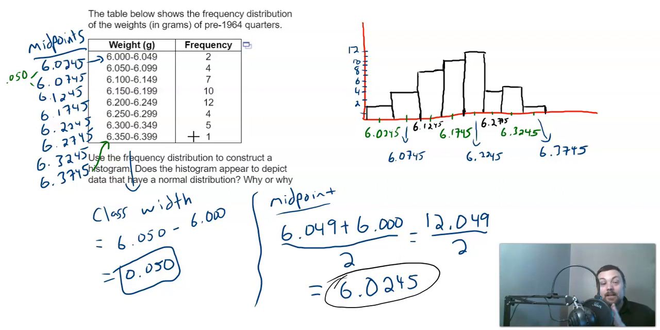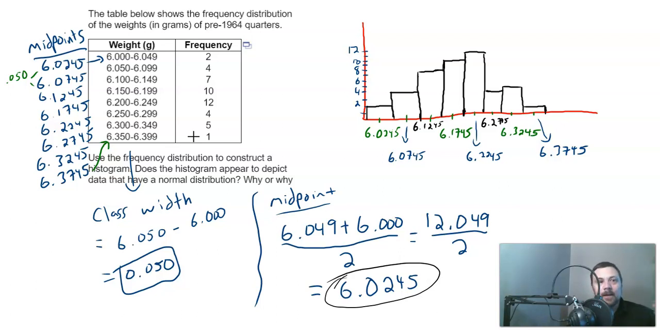And so there's not going to be a lot of variation in those weights, right? There's a little bit. They can be as low as 6 grams, as high as 6.399 grams. But when they make those quarters and mass produce them, they're done in such a way that they should be fairly consistent. And we're seeing that in the data, right? The coins all weigh roughly about the same, but there's a little bit of variation between them.